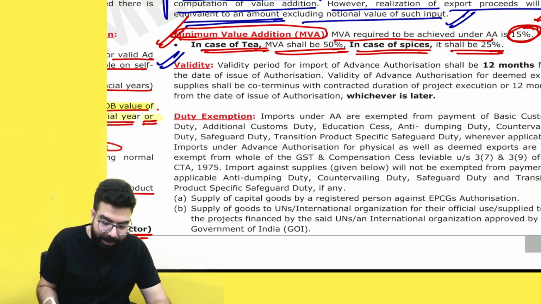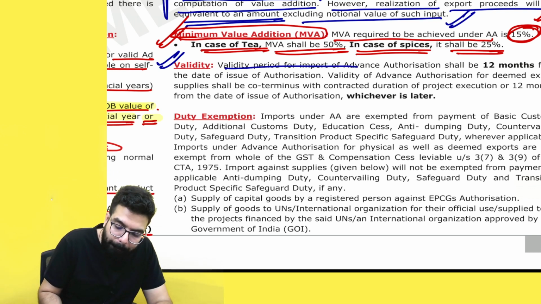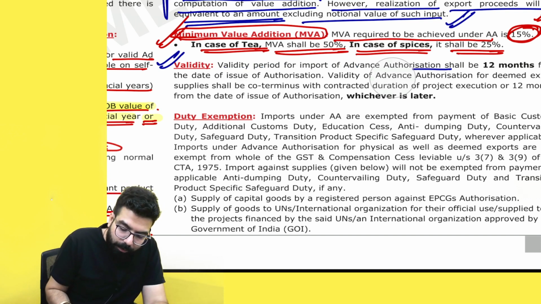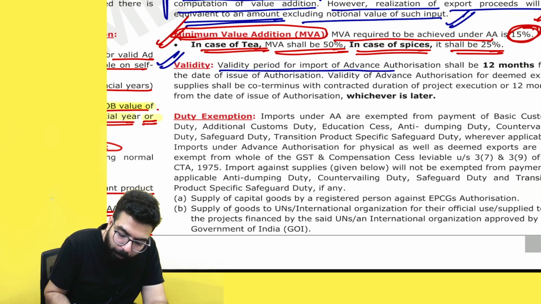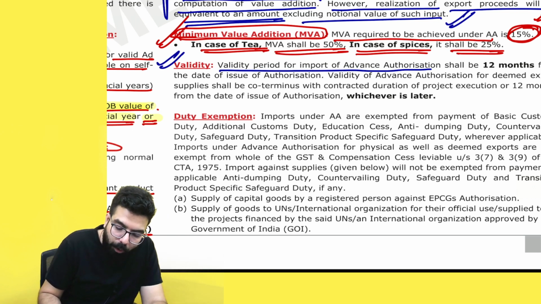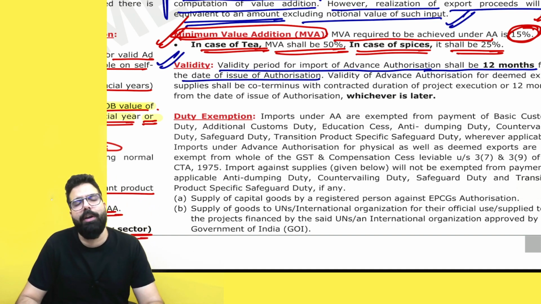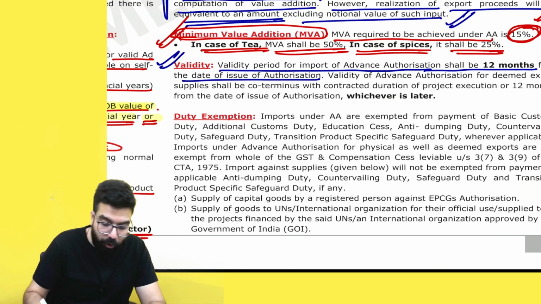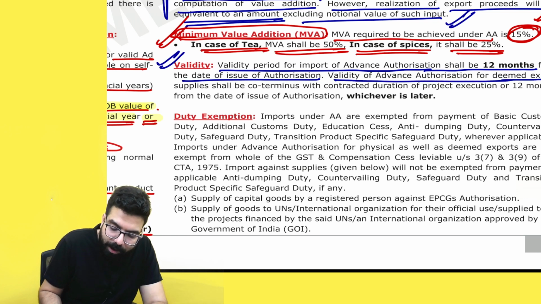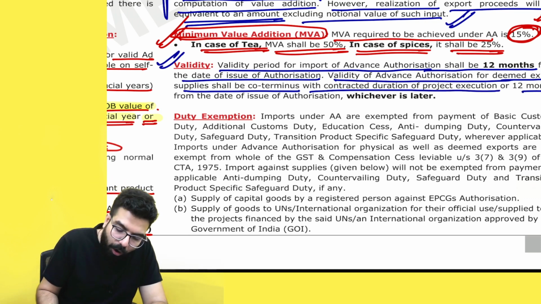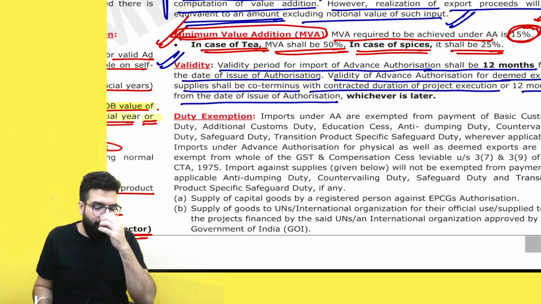The next one, sir, if I have got an advance authorization, for how many months will it be valid? It is telling the validity period for import of advance authorization shall be 12 months from the date of issue of advance authorization. Basically, the day you got the advance authorization, you should make your imports within 12 months. Validity of advance authorization for deemed export shall be coterminous with the contract duration for the project execution or 12 months from the date of issue of authorization.